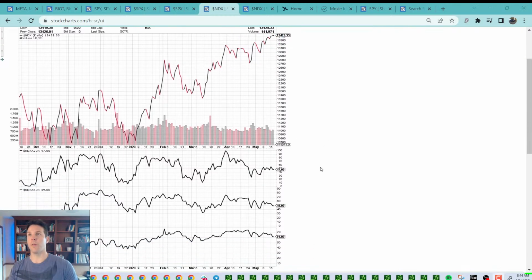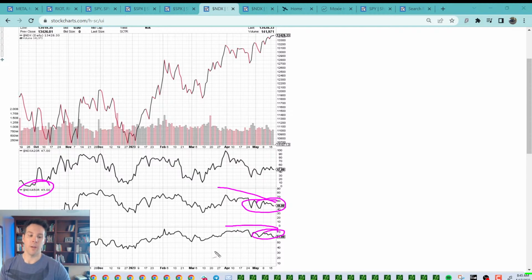Okay, so we all know that. But then what's happening here? The internals. The number of stocks over their 20-day have been declining. In fact, they've been going pretty much nowhere over the last couple days. And how about the number of stocks over the 50-day? Again, declining, and then really kind of going nowhere. And then how about the 200-day? Again, declining, and then essentially not going anywhere.